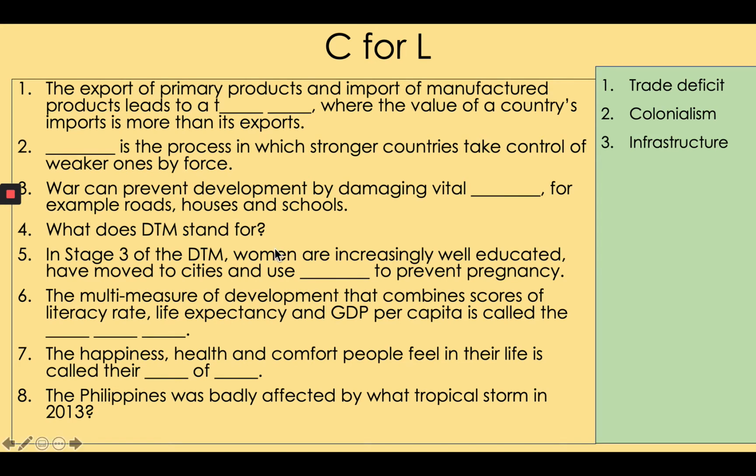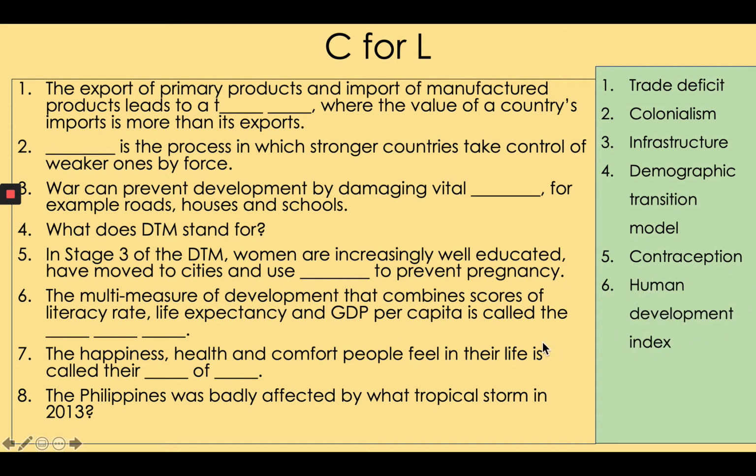4. What does DTM stand for? Demographic Transition Model. 5. In stage 3 of the DTM, women are increasingly well educated, have moved to cities and use contraception to prevent pregnancy. 6. The multi-measure of development that combines scores of literacy rate, life expectancy and GDP per capita is called the Human Development Index.